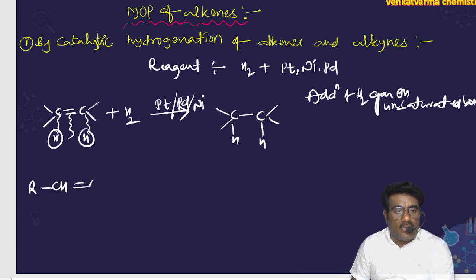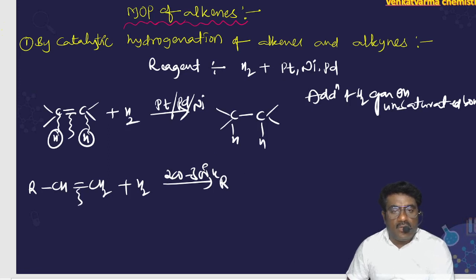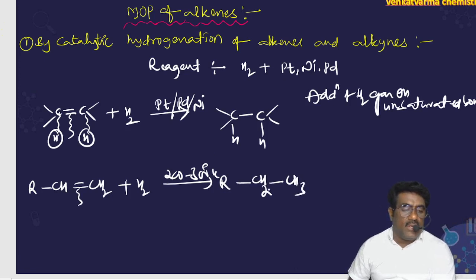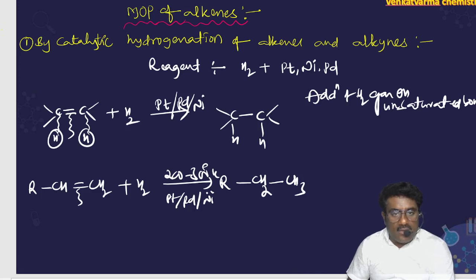Let's take RCH=CH2 in presence of H2 gas with nickel metal at 200 to 300 degrees Celsius. The pi bond breaks, hydrogen is added, and it forms RCH2CH3, an alkane, using platinum, palladium or nickel metal.